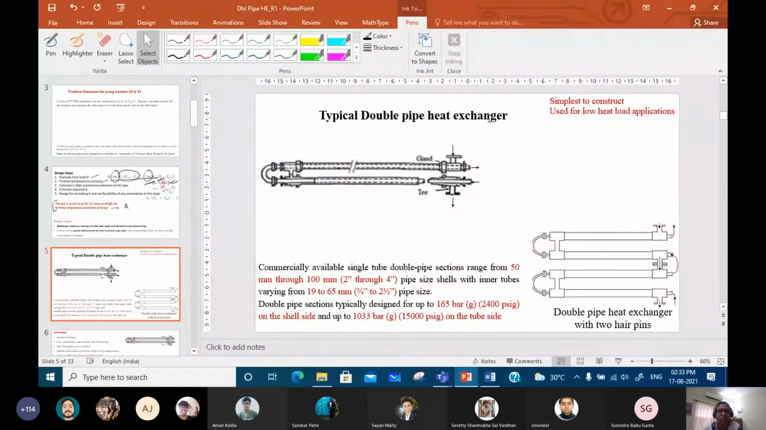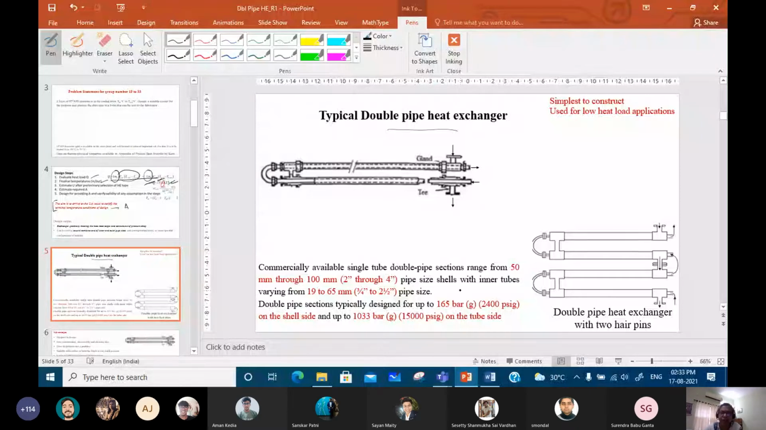Now, if I have to fabricate it, then definitely I have to find out the market availability. Because I do not want to go to Delhi, Bombay in this particular COVID situation just to get my tube materials. So therefore, whatever is available in Kharagpur or at most in Kolkata, I would like to go for this. So normally I found out that the commercially available single tube double pipe sections are more or less for the outer pipe available from 50 to 100 millimeters, and for the inner tubes, the size ranges from 19 to 65 millimeters.